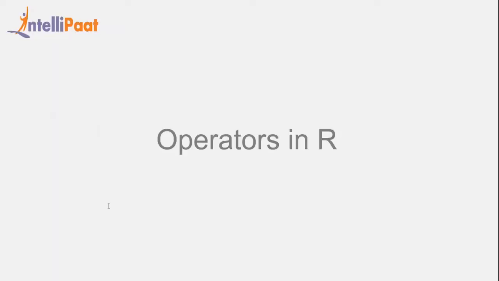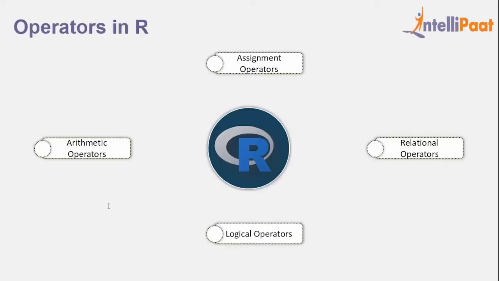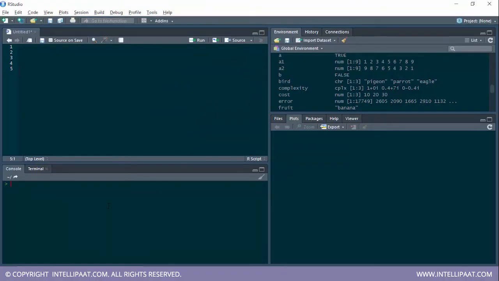Now let's learn about different types of operators. Broadly speaking, we have arithmetic operators, assignment operators, relational operators, and logical operators. Now let's implement all of these in R. So we're back to RStudio. Now we'll start off with arithmetic operators. So arithmetic operators provide us with simple arithmetic functions. So let's say I want to add 5 plus 6, which is 11 obviously.